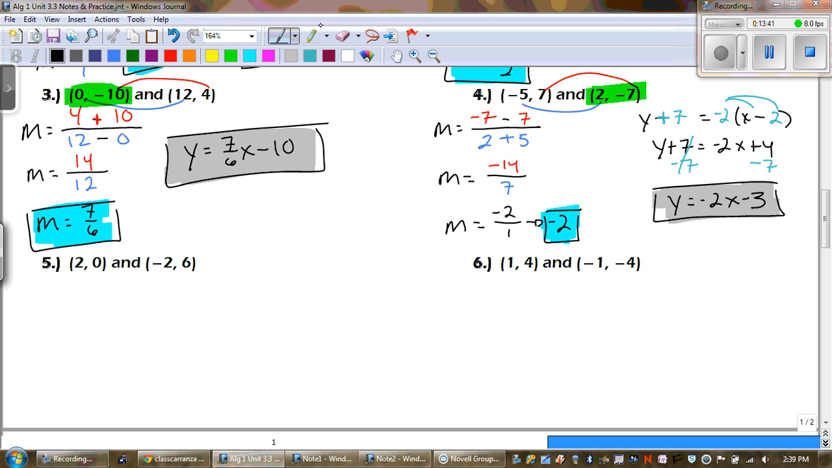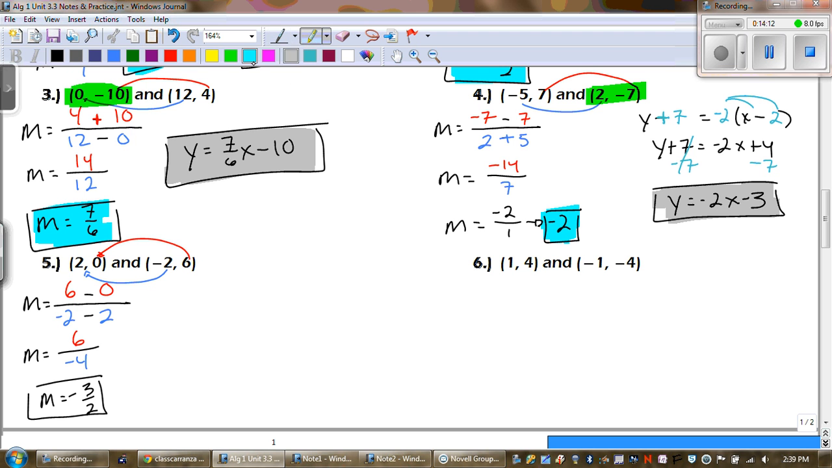Okay, let's do number 5. So we got m equals 6 minus 0, and then we've got -2 minus 2. So 6 minus 0 is 6. -2 minus 2 is -4. And when we reduce that, you should get -3 over 2 as your slope.